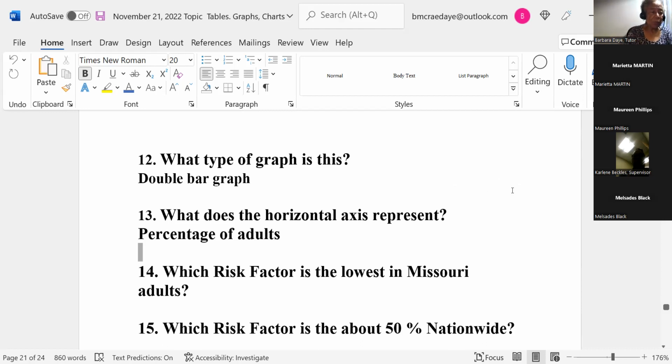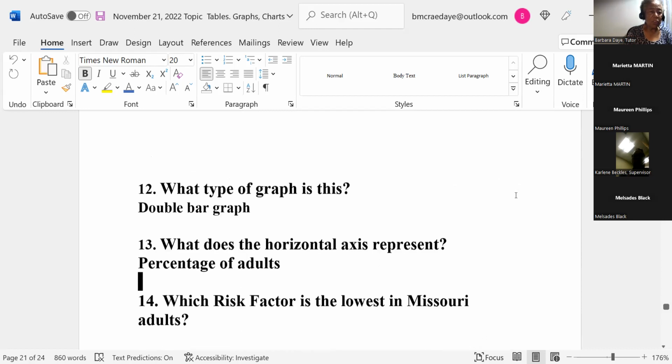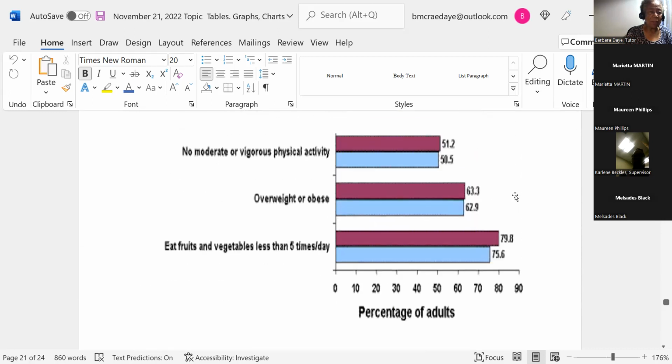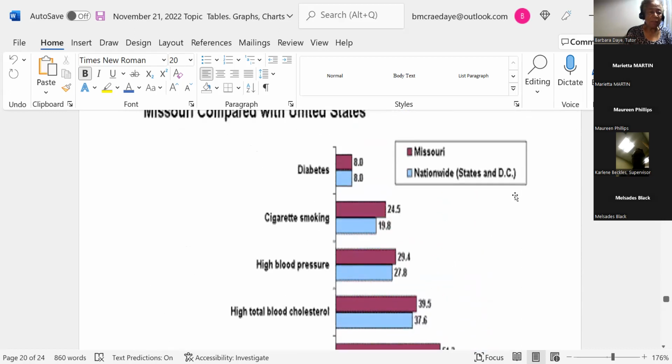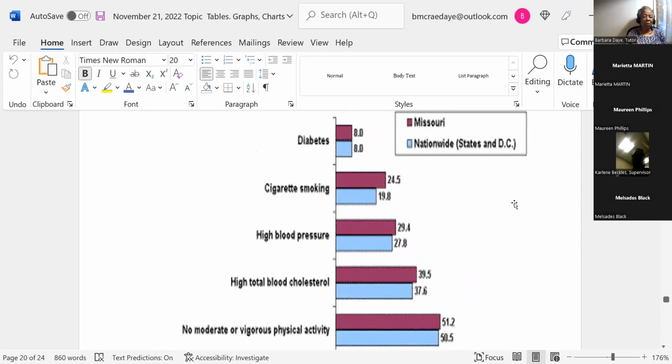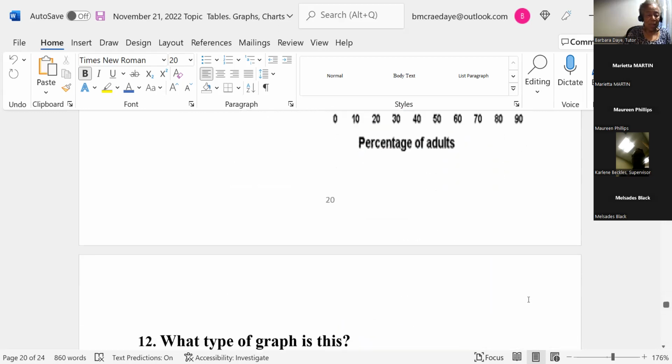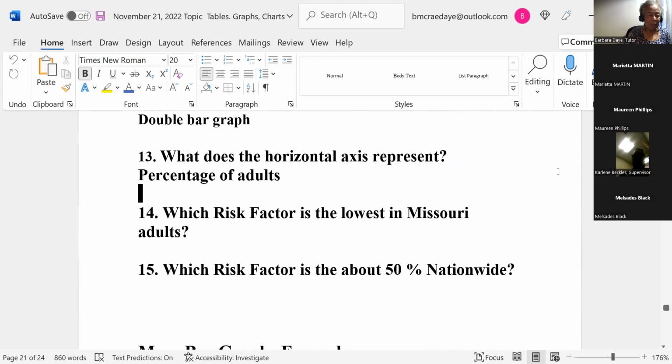Now, which risk factor is the lowest in the Missouri adults? Look at the graph. Which one has the lowest? The diabetes is the lowest. You see that, Marietta? Yes, because that bar is smaller. The smaller the bar, the lower the value. So you'd put diabetes.